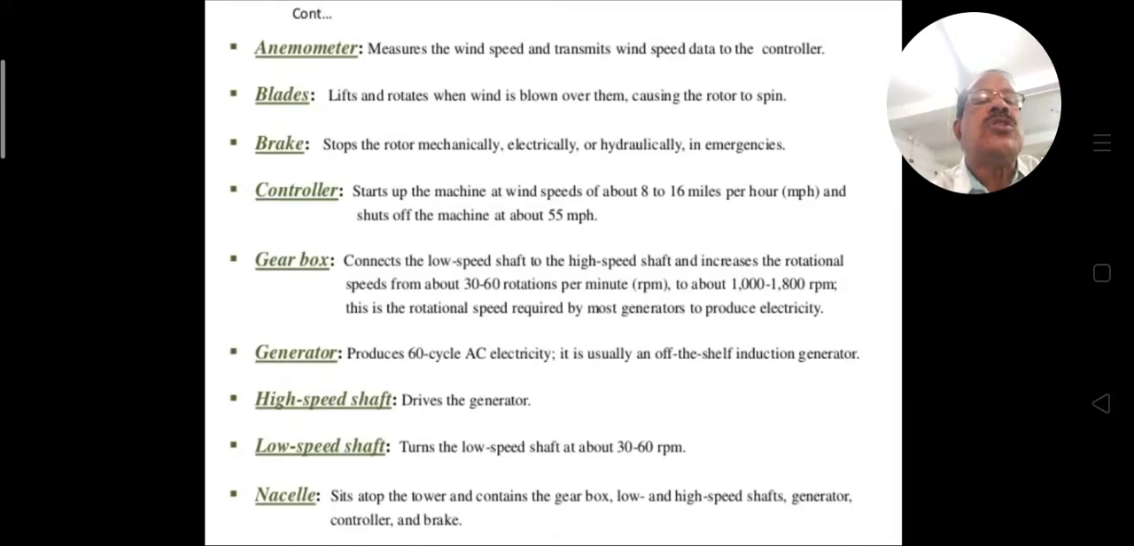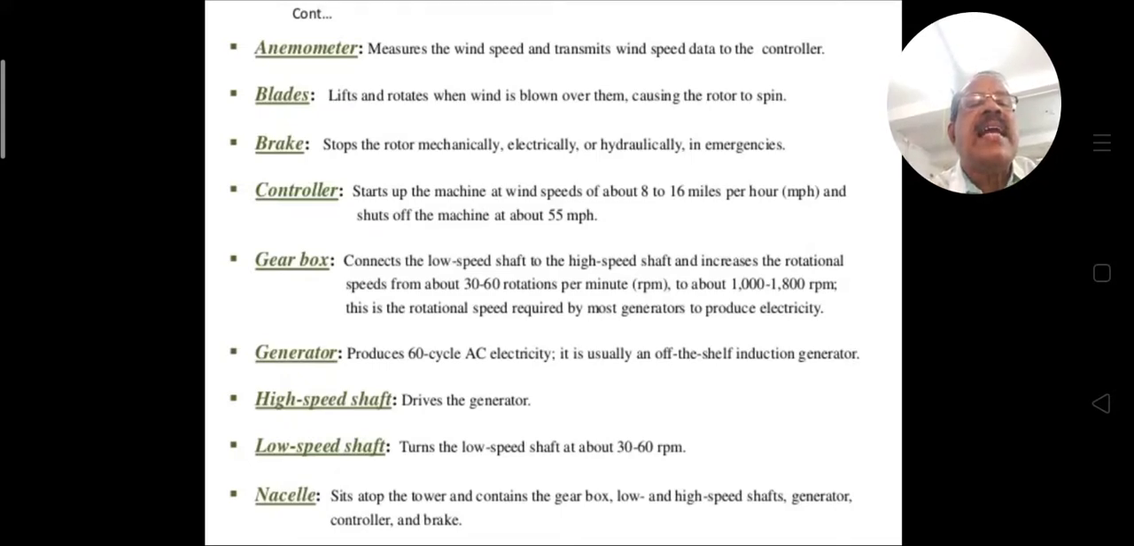And the generator produces 60 cycle AC electricity. It is usually an off the shelf induction generator. The generator is used to convert wind energy into electric energy. And the high speed shaft drives the generator. The high speed shaft is connected to the generator, so it drives the generator. And the low speed shaft turns at about up to 1 rotation per second, that means 30 to 60 rotations per minute.